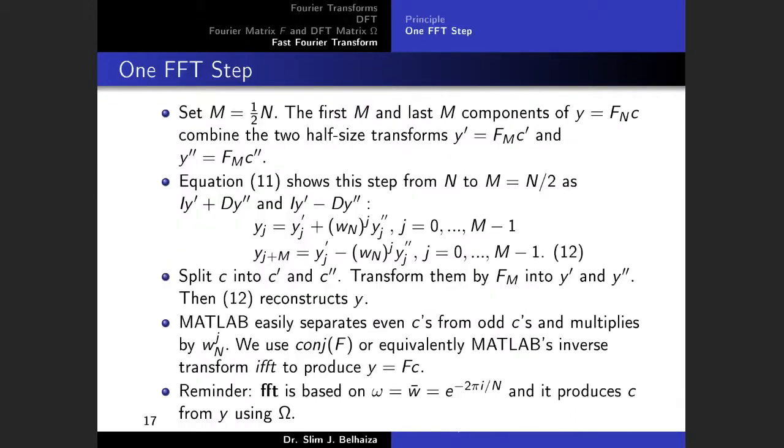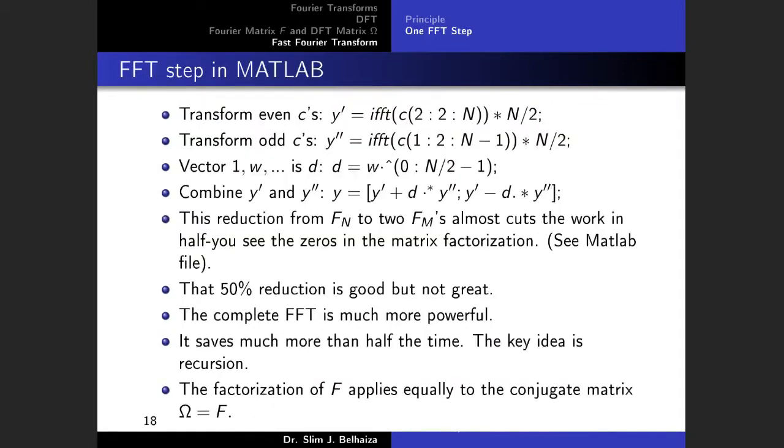So what we described last time is a way to get this F and Xn by splitting the C vector in two parts, an odd part and an even part. And in the last slide of the presentation, there is a description of the fast Fourier transform step using MATLAB. So my first goal today is to show you how to do it with MATLAB.